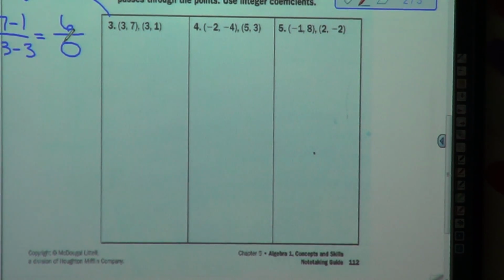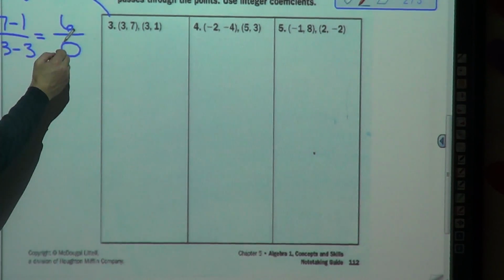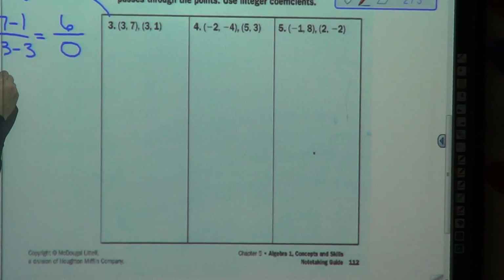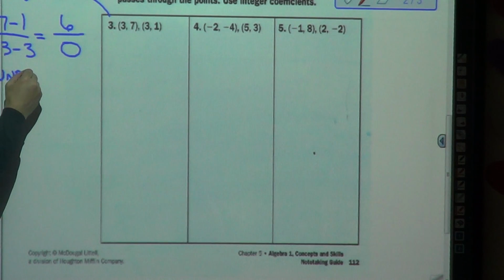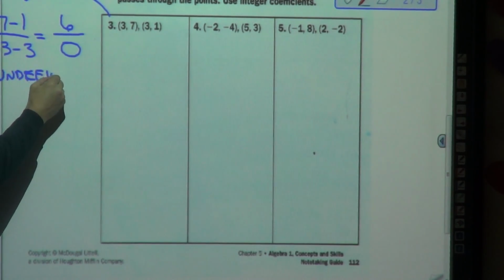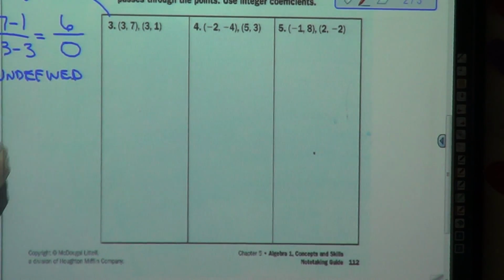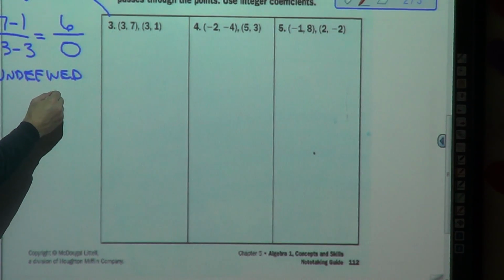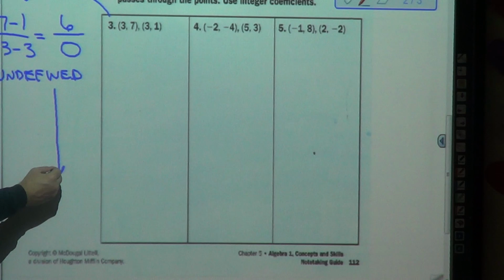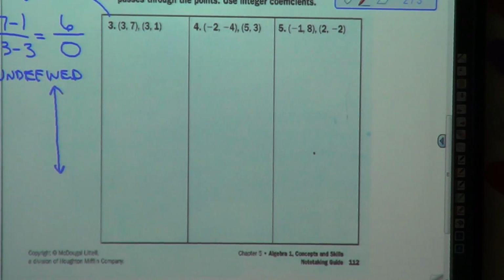Okay, so is it okay to have 0 on the bottom? It is not. Okay, so if 0 is on the bottom, that means the slope, and hopefully we're remembering this, the slope is undefined. What kind of lines have undefined slopes? Well, everybody in the room said vertical. And what kind of equations give me vertical lines?